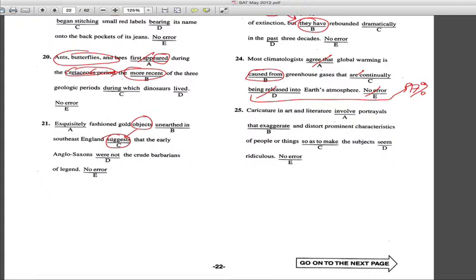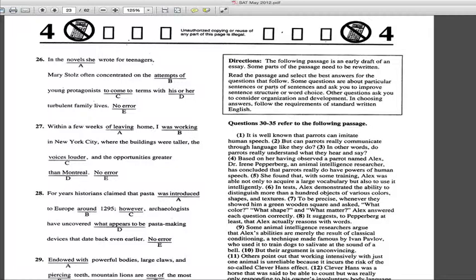25. Caricature in art, literature. Caricature, this is singular. I don't care what happens here because it is a prepositional phrase. Involves. Okay, move on. 26. She wrote for teenagers. After attempts, young psychologists with their terms. This is going from plural to singular. Does not make sense. So answer choice D would be the right answer.